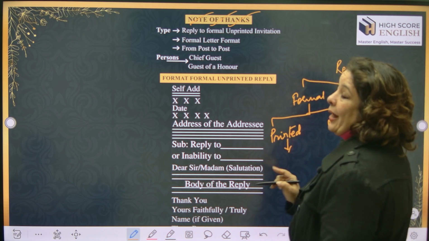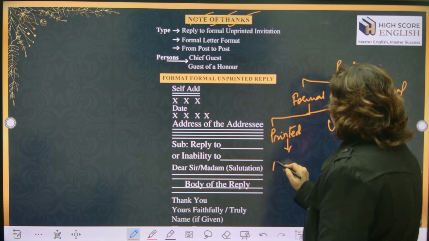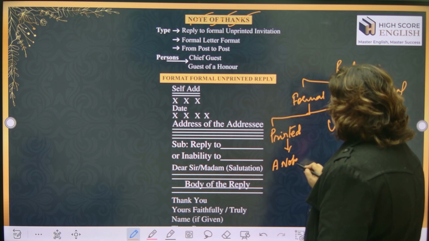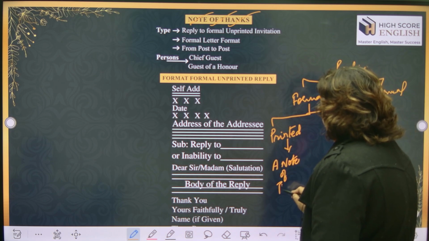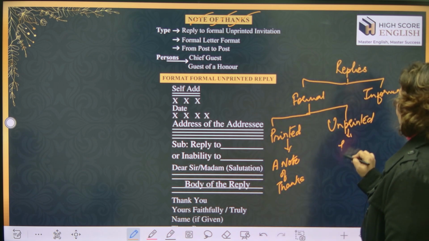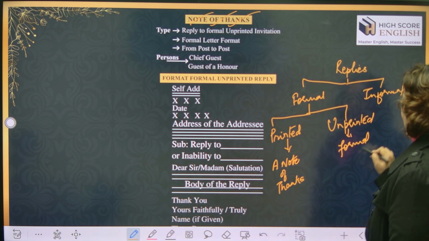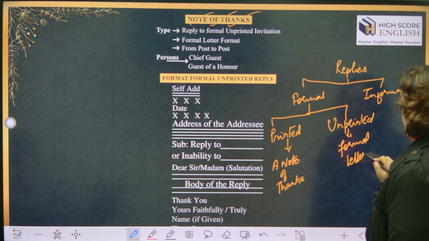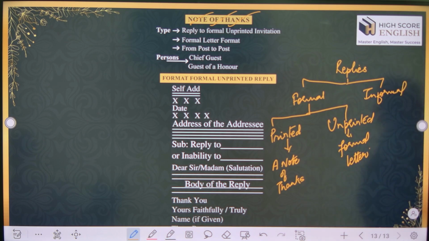Printed is a reply to cards. So it is always going to be a note of thanks. Fine. And this is a formal letter or official letter. Clear? This is what you have to keep in mind.